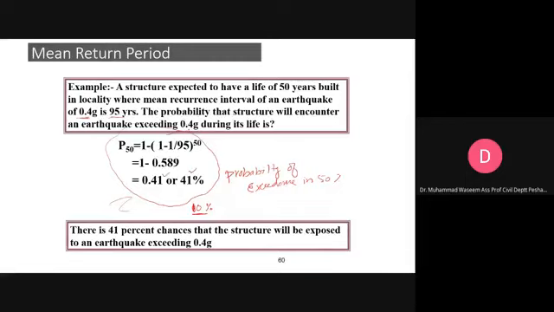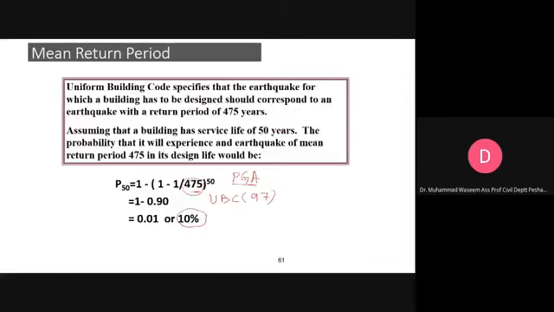Now there is a ground motion which has a 95-year return period and an intensity of 0.4 g. So you can convert from the return period to probability of occurrence. Similarly, we can convert from the return period to probability of occurrence.